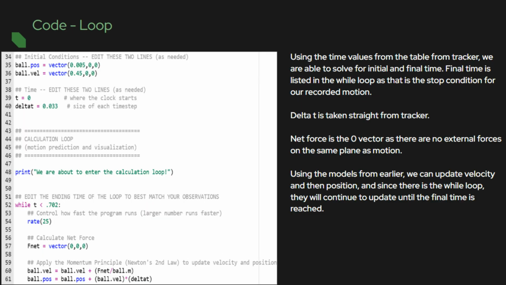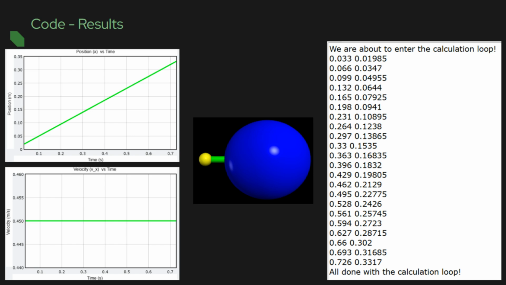The next part of the code is to get the time values. Delta t we can pull straight from tracker. Then we have the loop. In the loop, there's three things we need to solve for: Fnet, the ball velocity, and ball position. Velocity and position, we can use the models from earlier for position and velocity update. For Fnet, since it's a computational model where we are assuming a perfect situation, we simply set it to the zero vector.